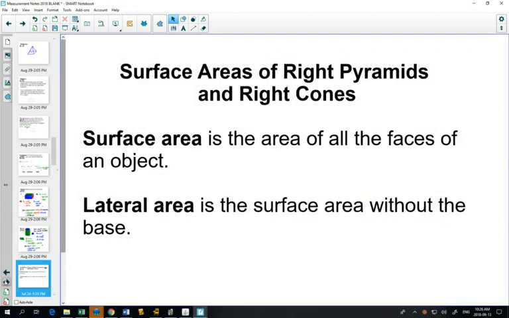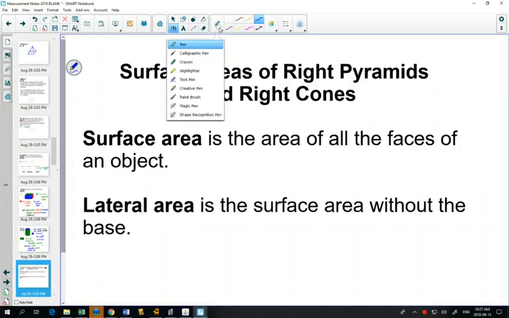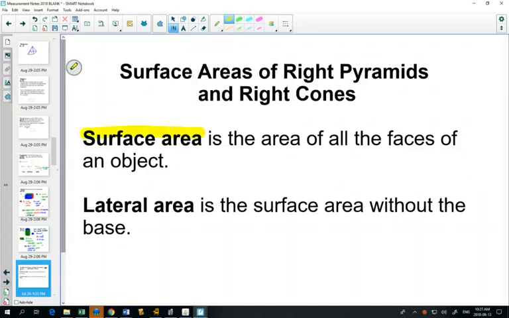Okay, so that is a review. This year, we're going into cones and pyramids. So new shapes, new formulas, and some new definitions. We already know what surface area is. That's the area of all the faces.